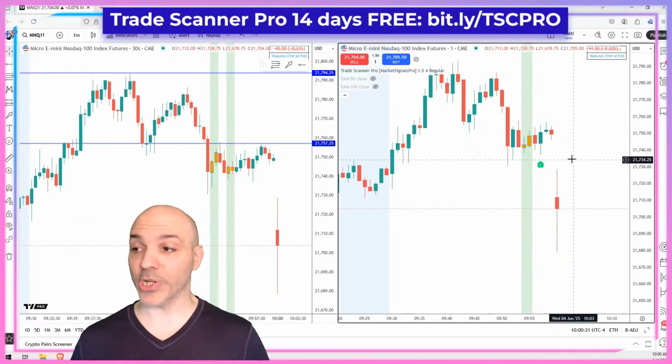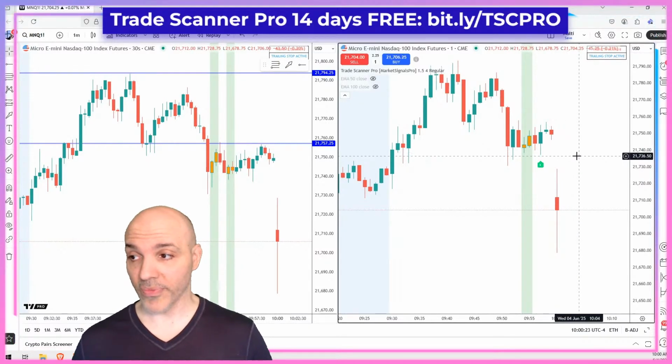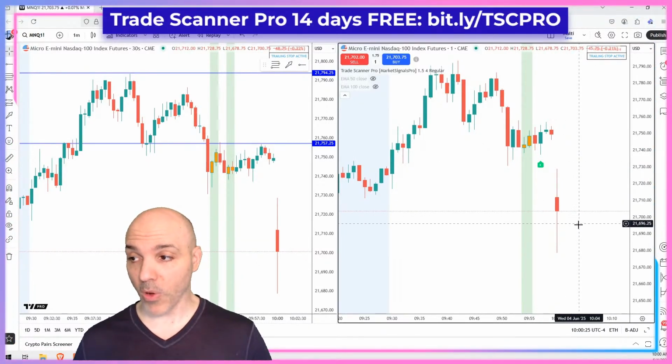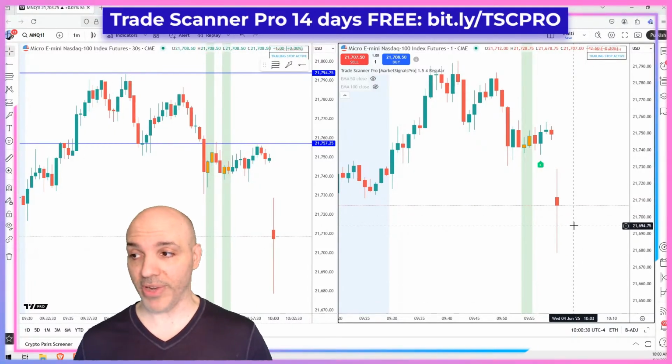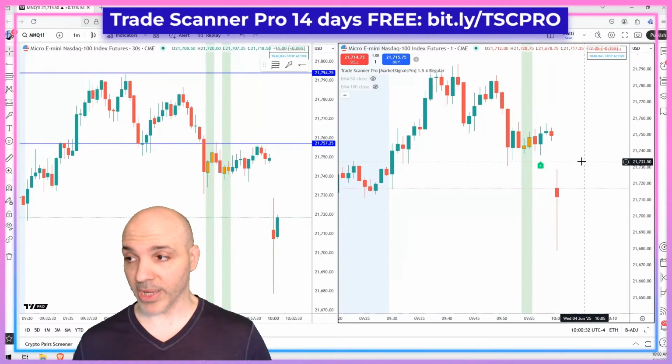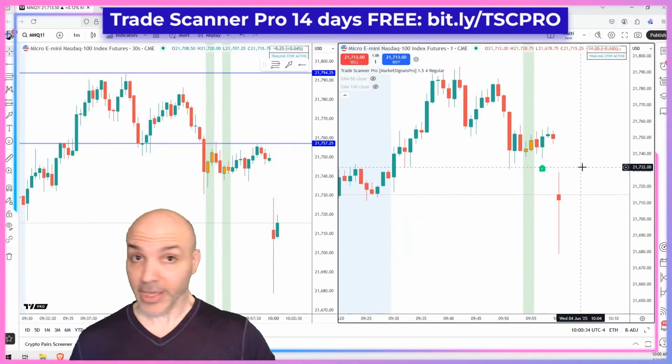Well, here's the situation. If I was long on that signal, it would have blown through my stop. And if I had no hard stop in place, I'd have to manually get out now, and I'd take a big loss right there. Good thing I wasn't in it.